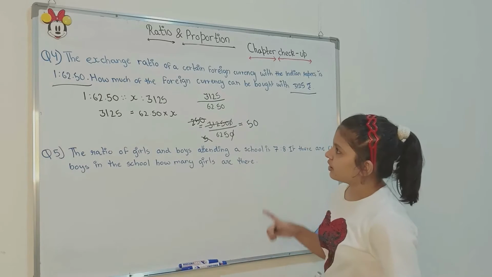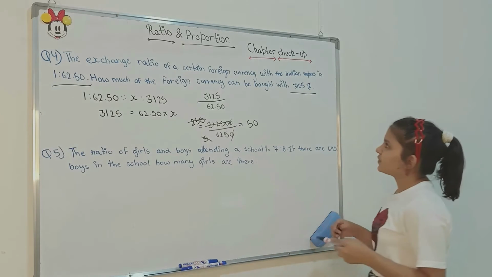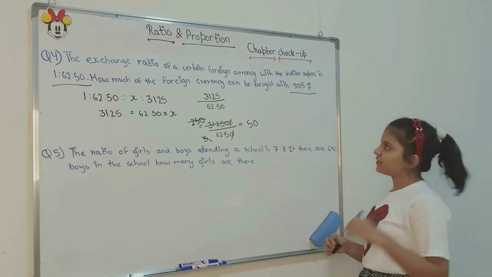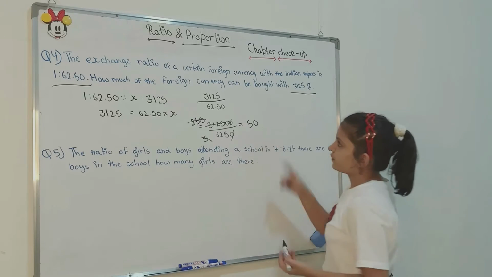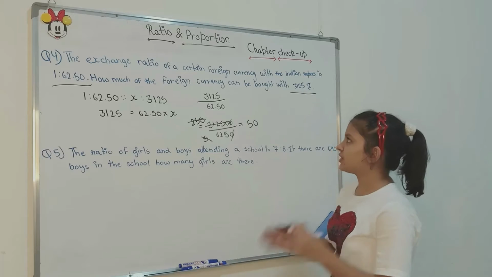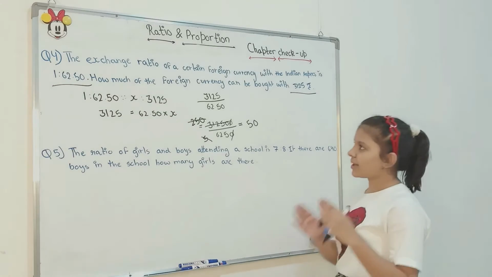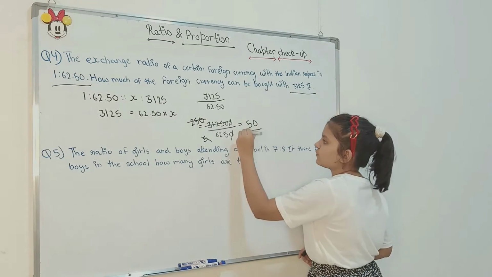So now how much foreign currency can be bought with 3,125 rupees? So 50, the exchange of certain foreign currency. They haven't mentioned which currency, but they told some currency. So we get the answer 50.